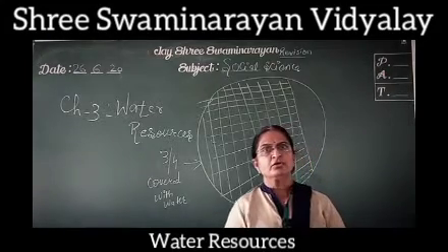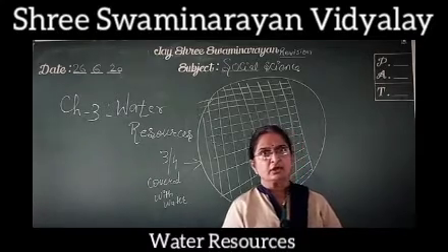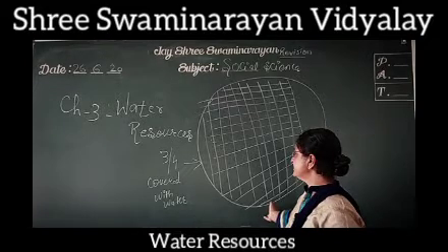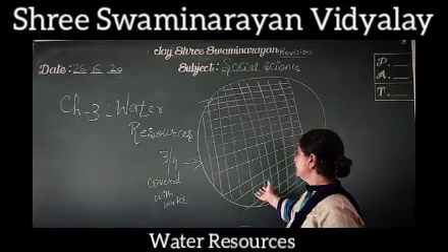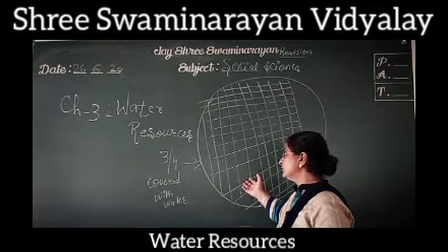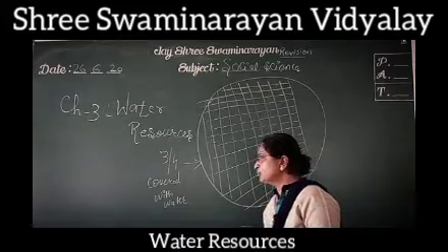So today we have to learn chapter number 3 of geography, water resources. So just see the picture of the world. In this picture you can see the water is there in the 3/4 of the world, means the water is covering the world by 3/4 portion.